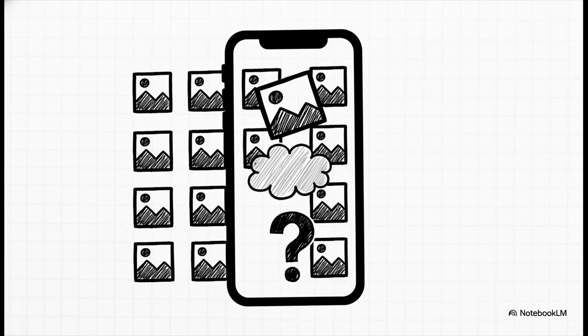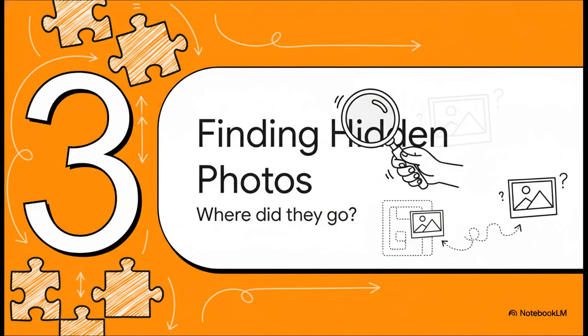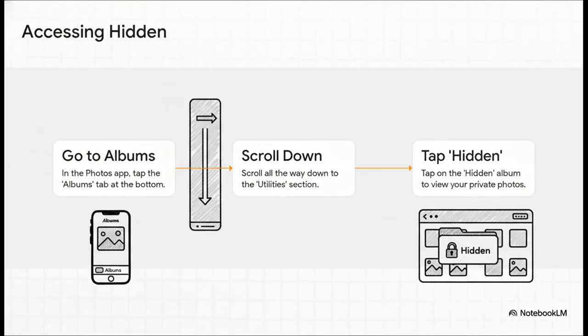But it begs the question, where did it actually go? And that's the next piece of the puzzle, isn't it? I mean, hiding photos is great, but you've got to know how to get back to them yourself. So where did they go? Let's go find them. Okay, so in the Photos app, just tap on the Albums tab. Now you're going to scroll all the way down, keep going, right to the bottom. You'll see a section called Utilities, and tucked away in there is the Hidden Album. That's where all your private photos are now living.